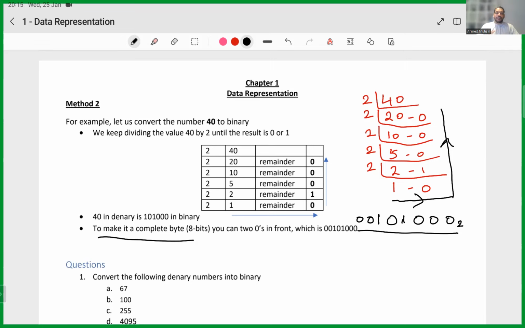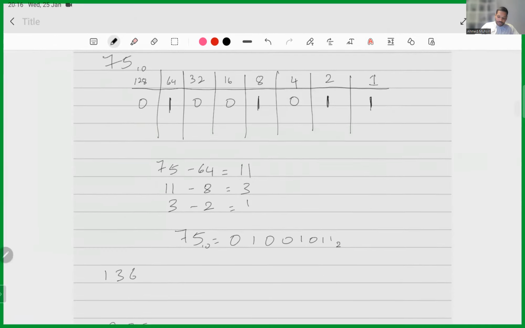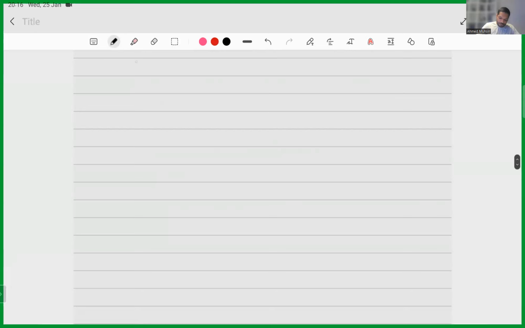Okay, right. Let's take an example. Let's take the number 67. Let's come to our notepad. We have a decimal number 67 and I want to convert this into binary format.